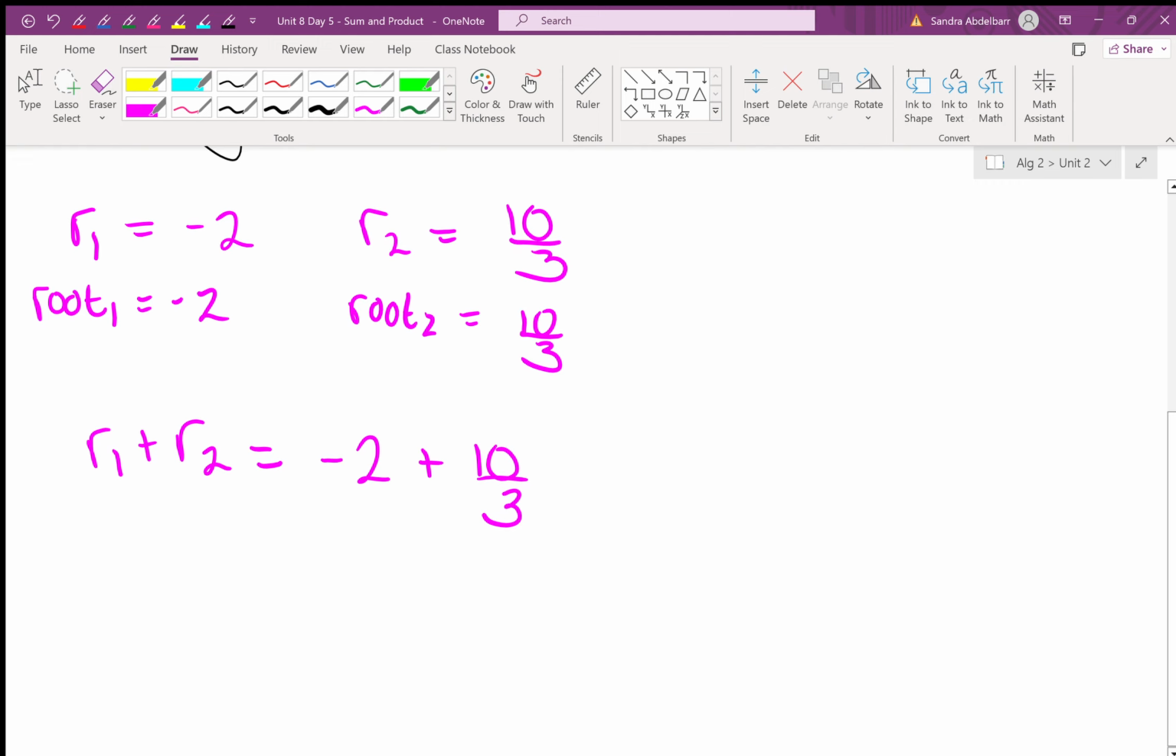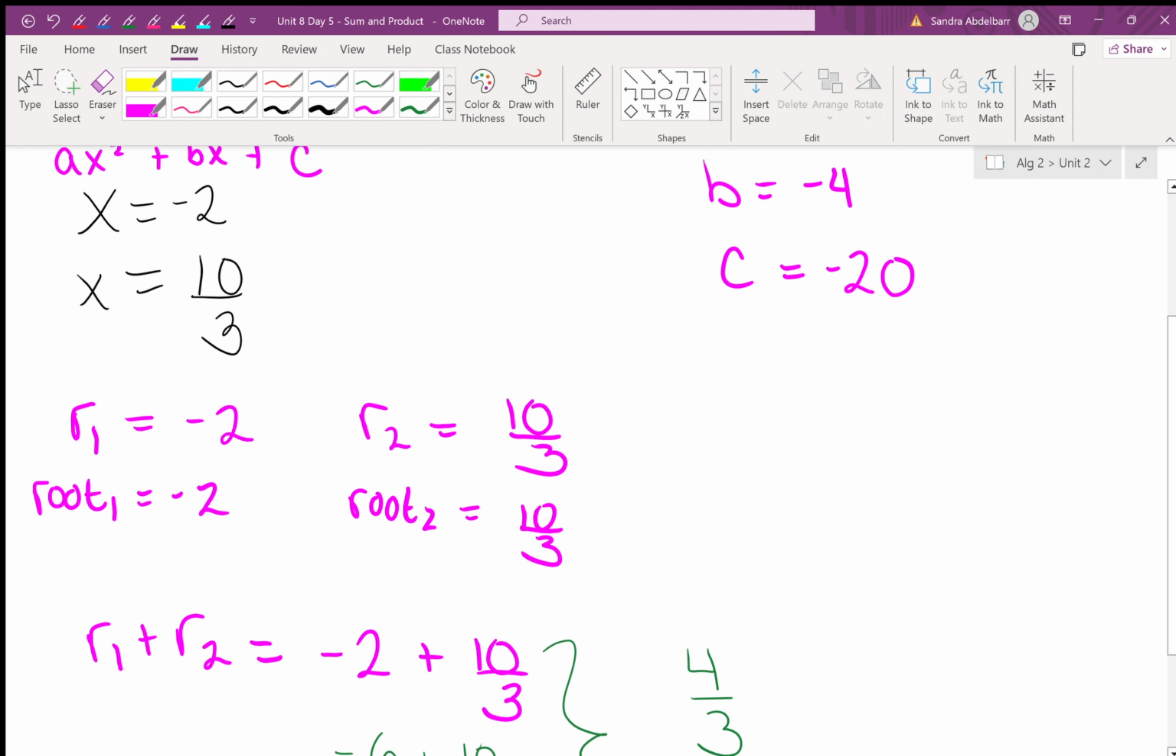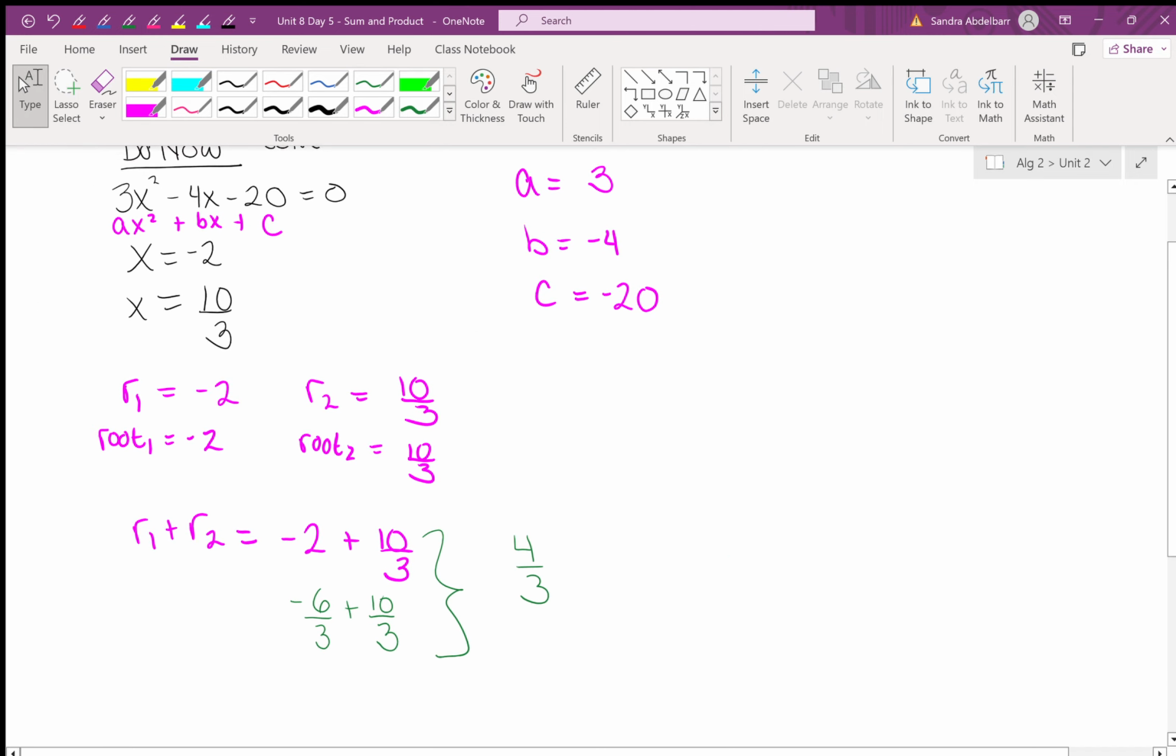So now when we're adding these two together, we have to create a common denominator. So I'm going to have negative 6 over 3 plus 10 over 3. And what does that equal? 4 over 3.